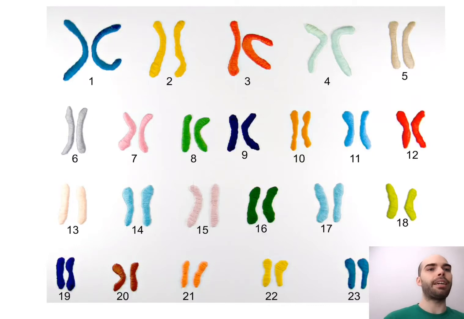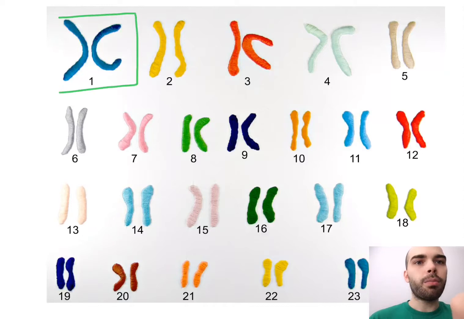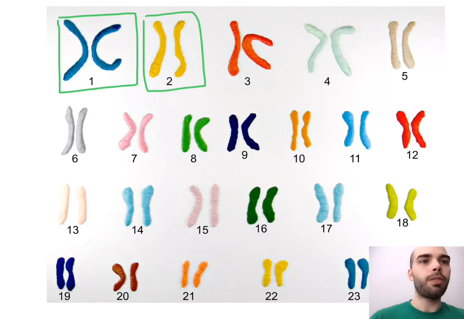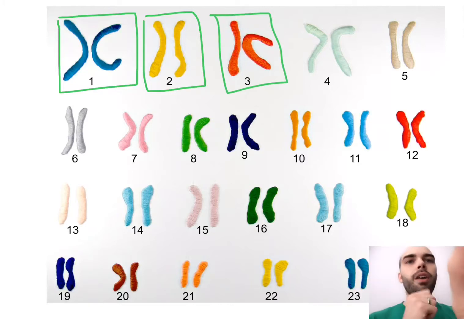Here is a karyotype. We discussed this in a previous video, and if you'll remember, you see pairs of chromosomes. So here's the first pair of chromosomes. Here is the second pair of chromosomes. Here is the third pair, and so on. And the reason we call it a pair is because there's two chromosomes.